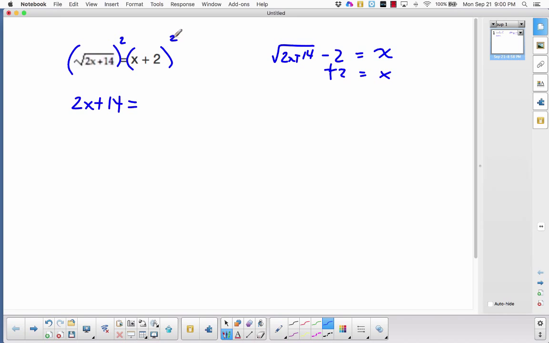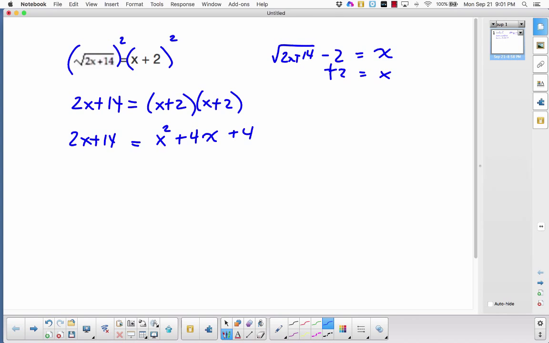Then on this side, a lot of students will square the x and square the 2, and that's it. But you've got to remember that when you have a binomial that's squared, it means you have 2 of them, right? So squared means I have 2 of whatever those are, and you have to FOIL that out. So it'd be x squared plus 2x plus another 2x, that's 4x. This is the term that most people miss, and then 2 times 2 is 4. Okay, that is equal to 2x plus 14.